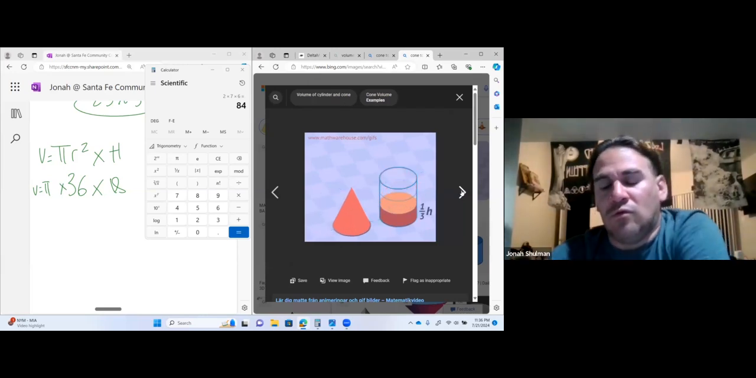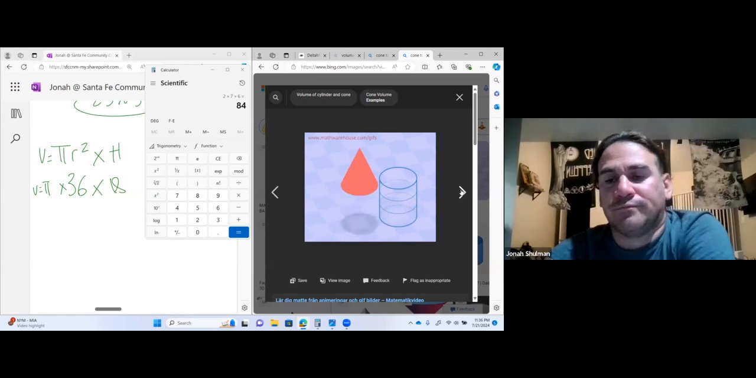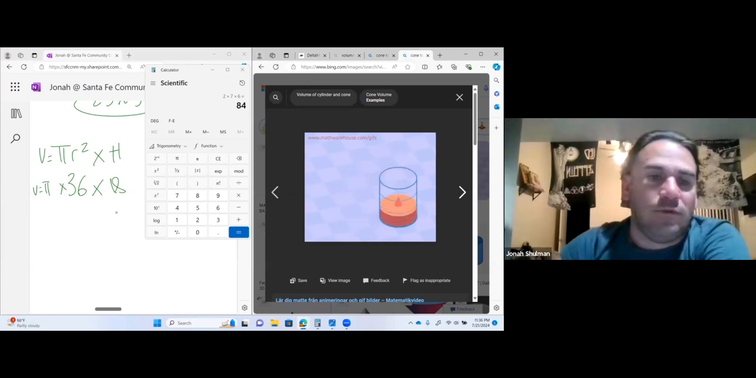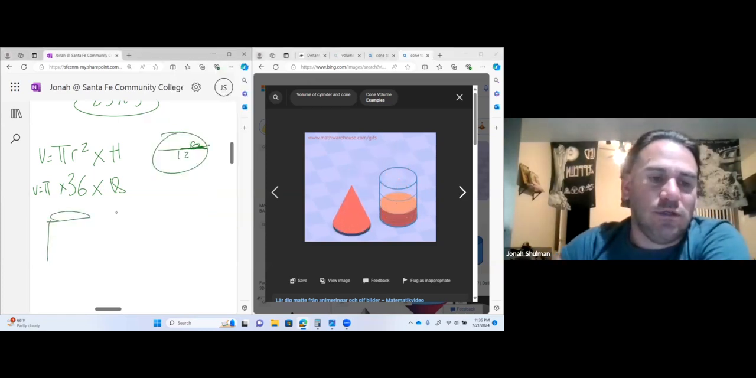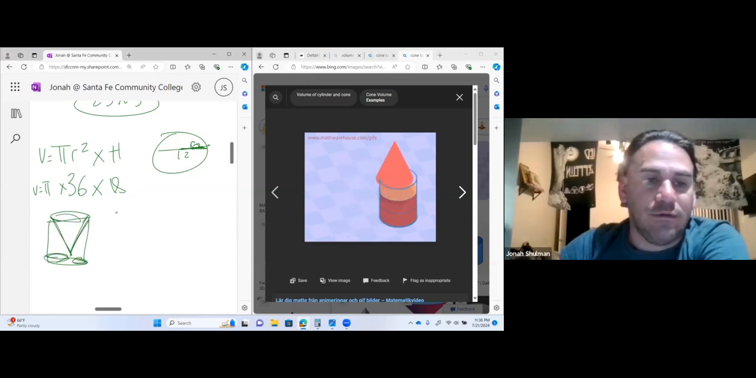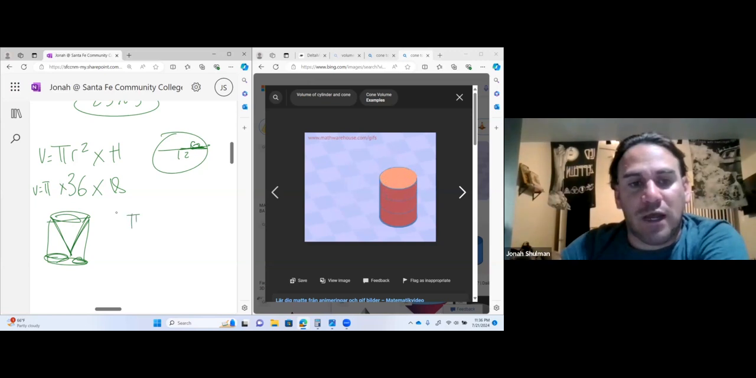So, 1/3. Ta-da. I always show my students this way that 3 of them are going to go in. So you got one here, got one here, and one here. So instead of pi r squared times height, it's 1/3 pi r squared times height.